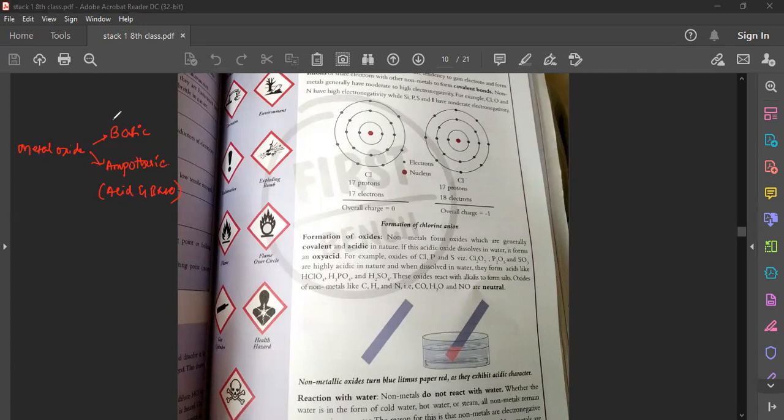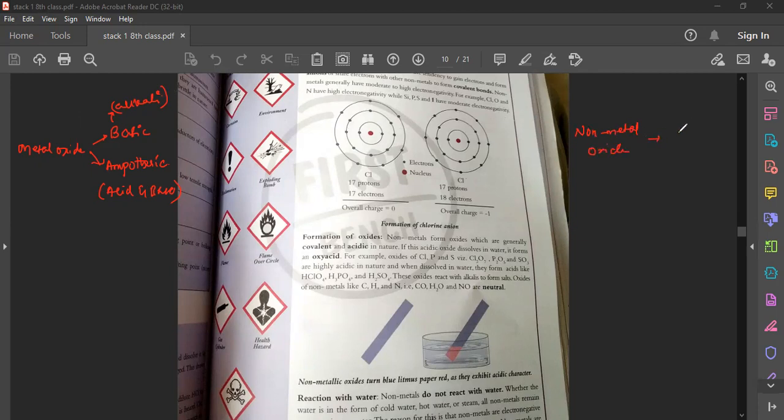Okay. Basic means it can be alkali also. Alkali means a base which dissolves in water is called an alkali. So all bases are not alkalis, but all alkalis are bases. But when you come to the non-metal oxides, they are acidic.